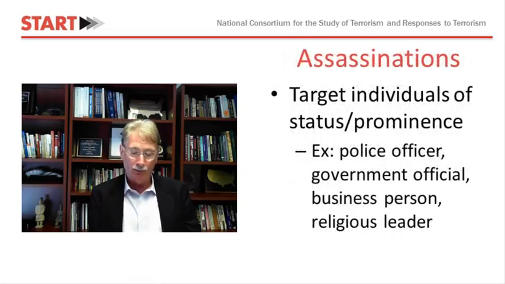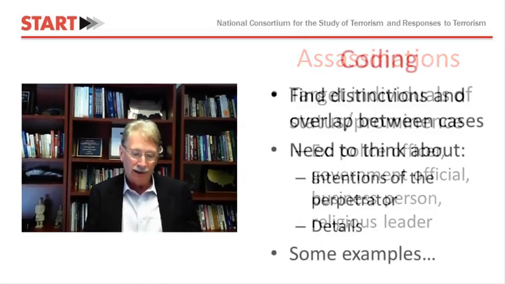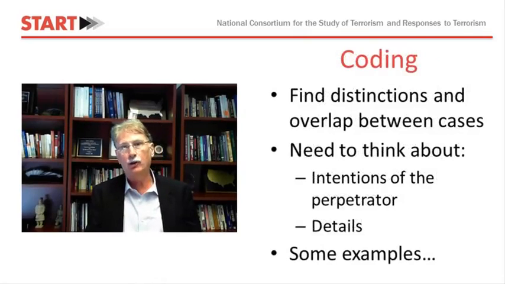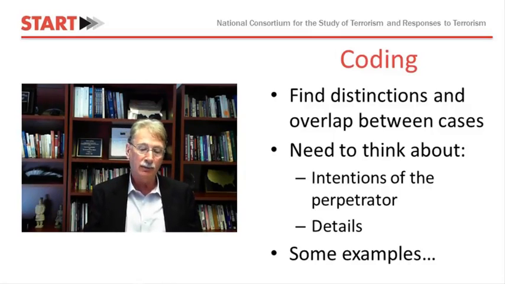Assassinations differ from armed assaults, from unarmed assaults, and from bombings in that they target specific individuals that have some special status or prominence. Could be a high-ranking police officer, could be a government official, could be a business person or a religious leader. In some cases, there's a fine distinction, of course, between an assassination and an armed assault or a bombing. And oftentimes, how these get coded in the GTD depends on the prominence of the target and trying to infer the intentions of the perpetrators.